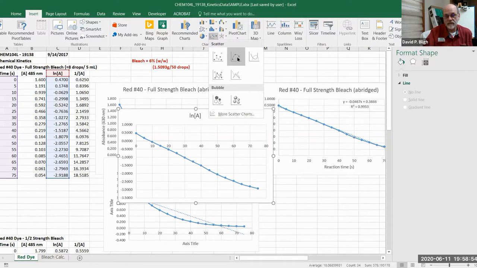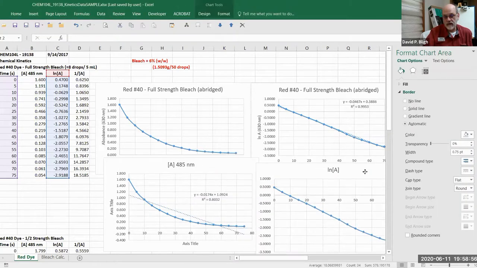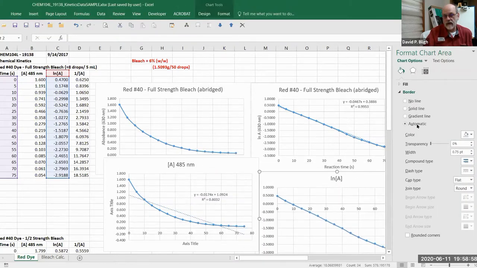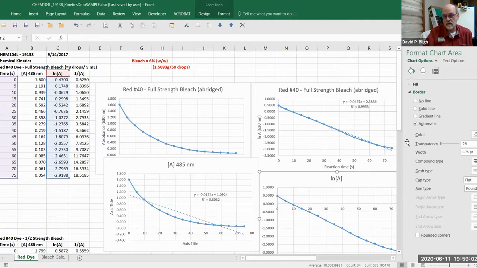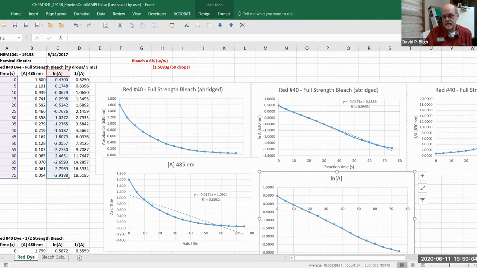There we go. Right. So there is our natural log plot. And you do the same type of changes for this one.